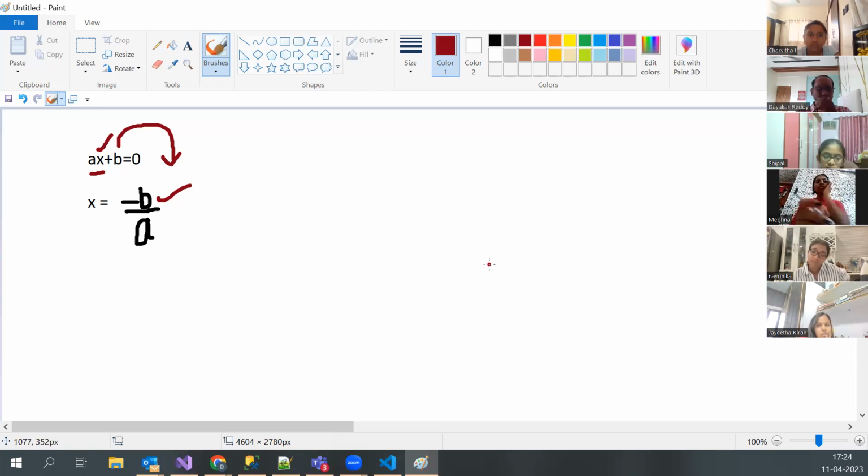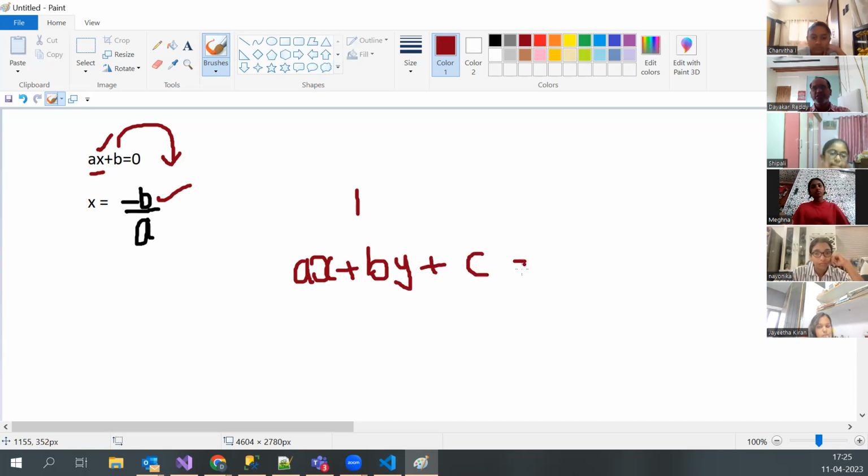All right, children. What is the degree of this equation? What is the highest power over here? Focus here. The degree is always one. So this is the general form of a linear equation with one variable. If I have two variables, what is the general form? ax plus by plus c equal to 0. This is the general form of a linear equation with two variables, where a and b belong to real numbers and a, b should not be equal to 0.